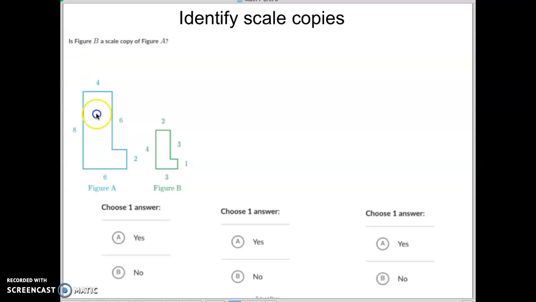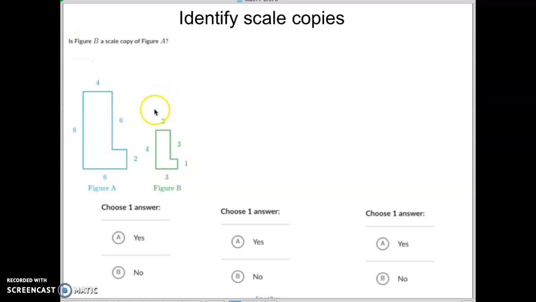If you take a look at figure A right here, and then you take a look at figure B right here, what we are doing is making sure that they are multiplying or dividing by exactly the same thing in each shape. So you'll notice here, going from a side of 6 to a side of 3, figure B is half of what figure A is. Well, is this side 1/2 of this one? Yeah, it is. This side is 6, this side is 3, 3 is half of 6.